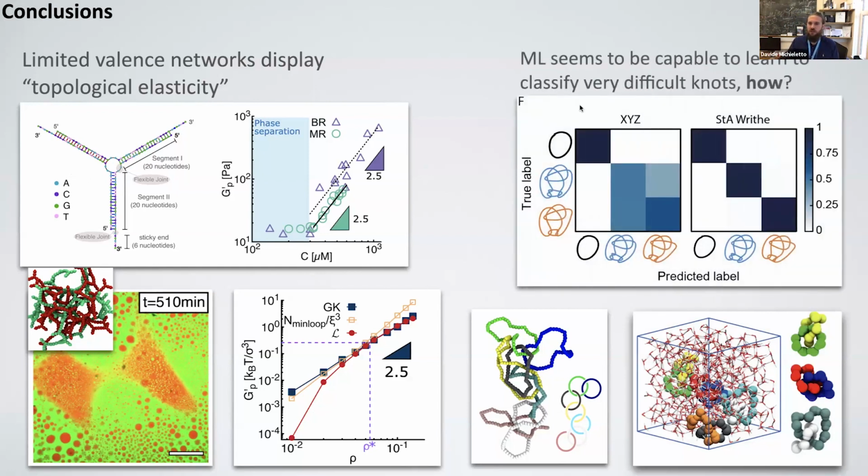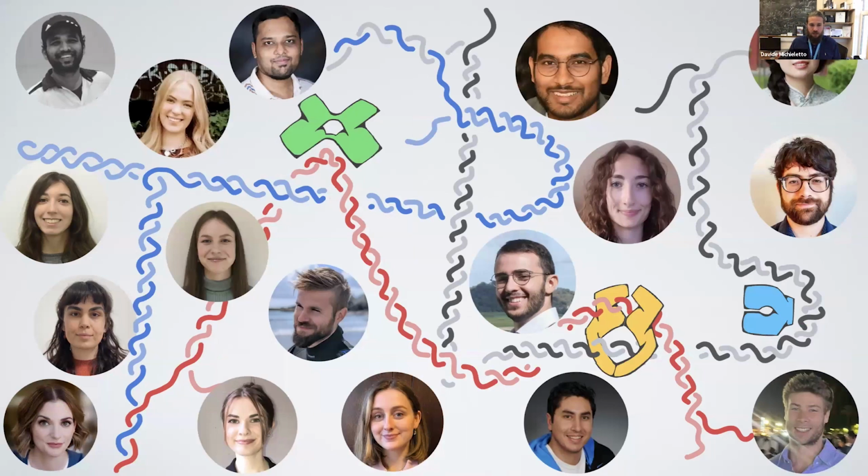And then I showed you the second part of the story, on machine learning, which seems to be able to learn and to classify very well also difficult knots that share many topological invariants. And we hope in the future to understand better how these networks do it in such a way that perhaps we can come up with better topological invariants for knot classification. I'm going to stop here.